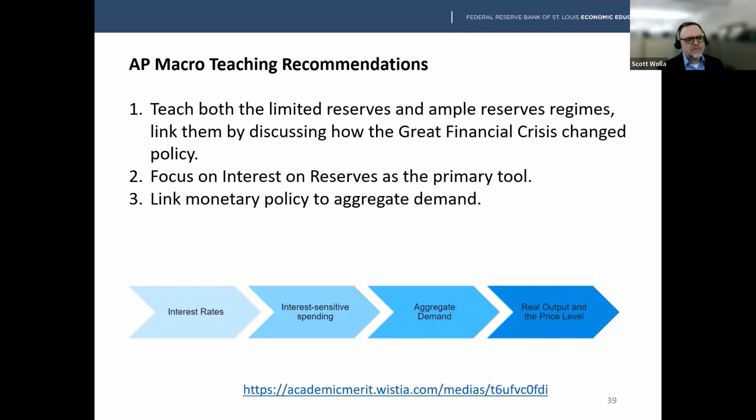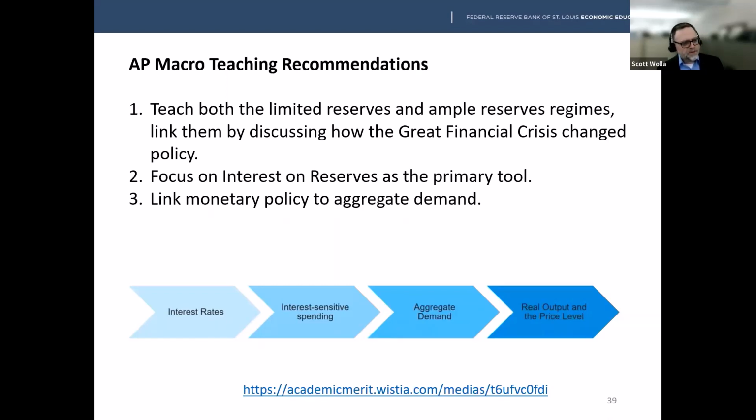Then the financial crisis happened. At that point, the Fed introduced ample reserves and the new tools. By using a method like that, you've really taught both of the strategies, or both the methods. And we have a number of resources on the website that will help you walk through that scenario. Focus on interest on reserves as the primary tool. I think the AP discusses interest on reserves as an administered rate, and then link monetary policy to aggregate demand.